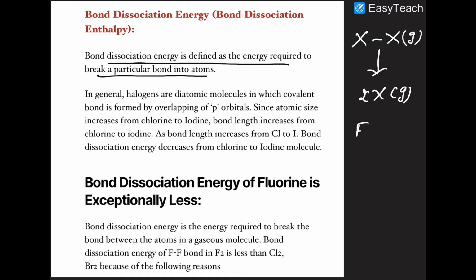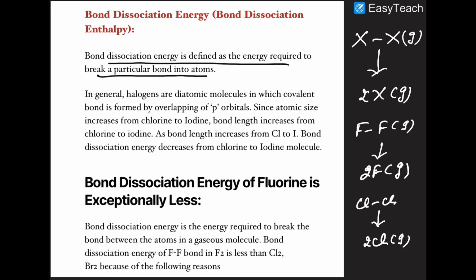Like if you have a molecule of fluorine, F2, on heating you will get two atoms of fluorine. This is called bond dissociation enthalpy. In general, the bond dissociation enthalpy decreases down the group. As we move down the group, the bond dissociation enthalpy decreases.